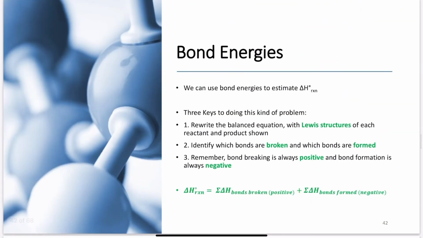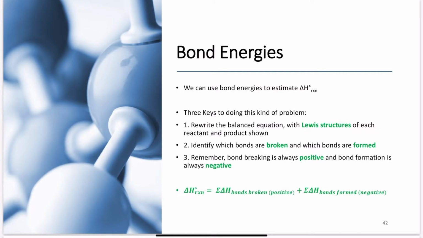So bond energies. We can use bond energies to estimate the delta H for an overall reaction. It's kind of going back to chapter 7 when we learned about using Hess's law, products minus reactants using delta H of formation. We're going to do the same thing here, but we're going to use bond energy instead. Again, bond energy is the energy it requires to break apart 1 mole of the bonds that we're looking at in the gas phase. There are 3 keys to doing this kind of problem.